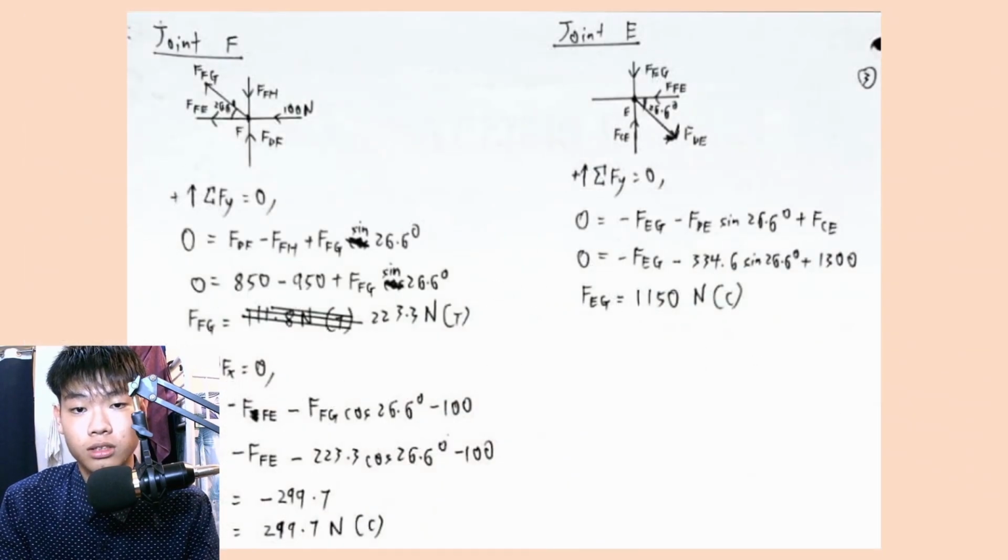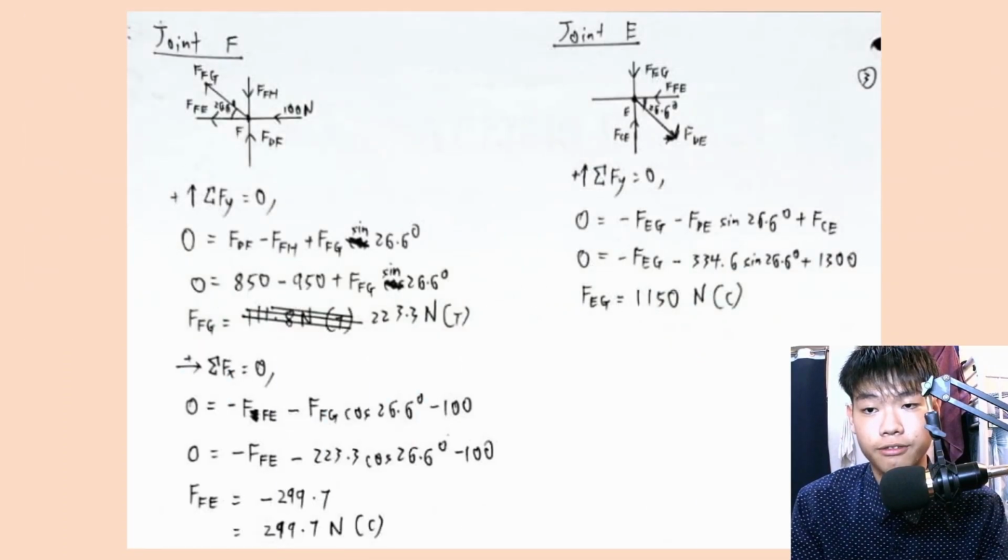At joint F, we will sum up the forces in the Y component equal to 0, and we find that the force in member FG is equal to 223.3 Newton, which is in tension. By summing the forces in the X component equal to 0, we can find that the force in member FE is equal to 299.7 Newton, which is in compression. Now we will move on to joint E.